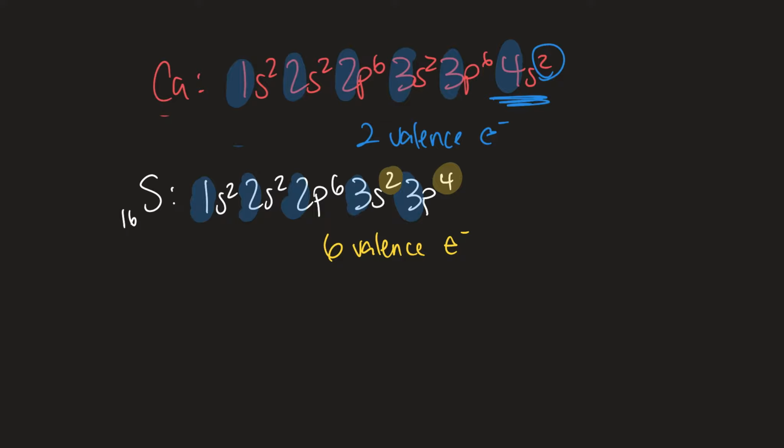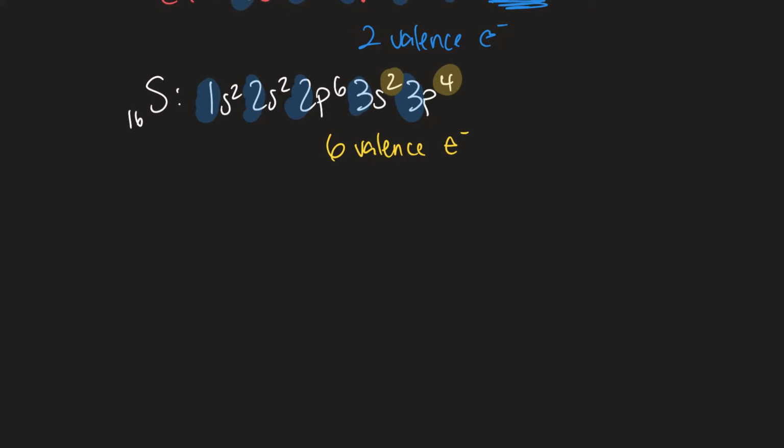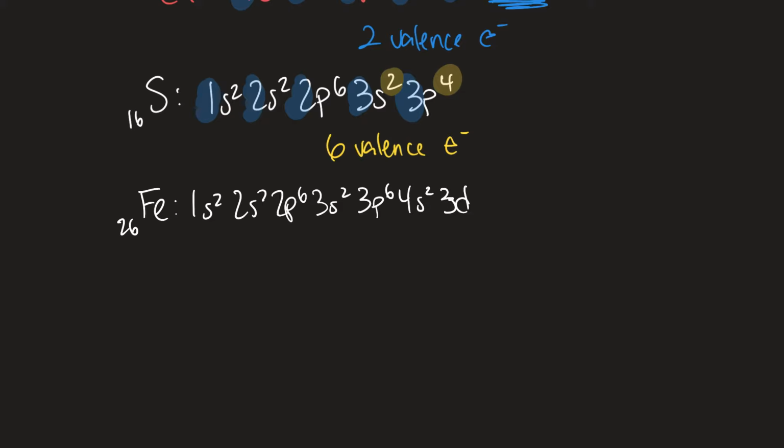All right, let's look at another example. Let's talk about iron. Iron here has 26 electrons. So its electron configuration, and let's do the long one: 1s2, 2s2, 2p6, 3s2, 3p6, 4s2, and then we have 3d6.